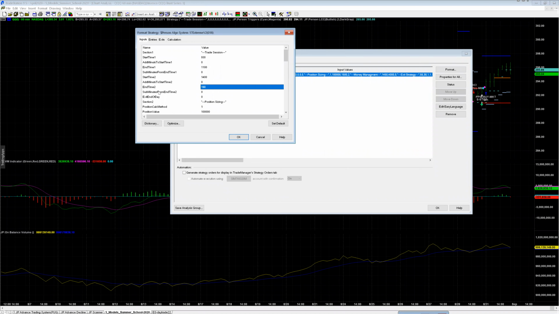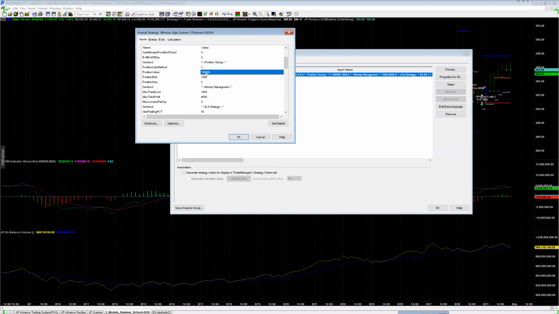I can also run and do something which is interesting. I can optimize to say, well, what is the best time to trade? So it'll tell me what the best time to trade is within those parameters. We also built in this thing called position sizing guidelines. We have 3 different position sizes.